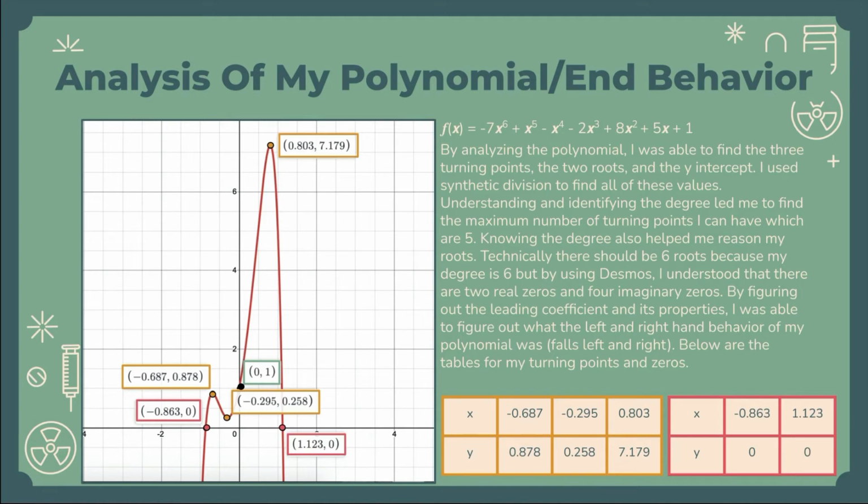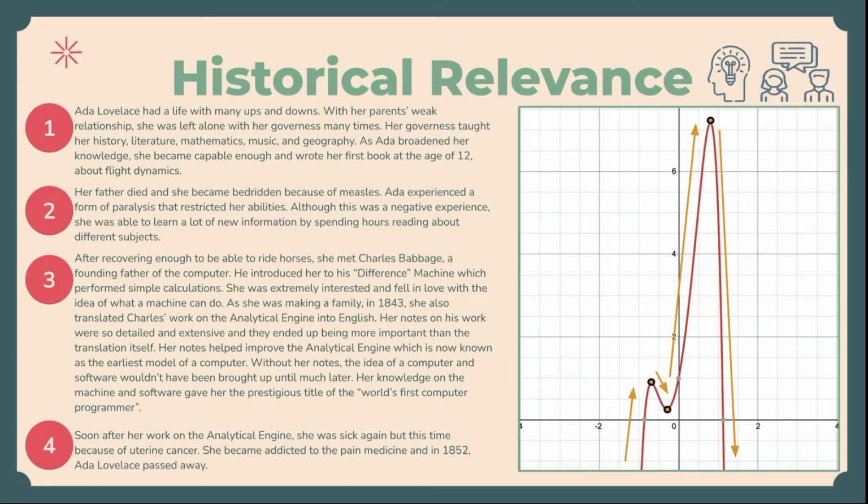Below are the tables for my turning points and zeros. The table on the left with the orange border shows my turning points, and the table on the right with the pink border shows my zeros. Ada Lovelace had a life with many ups and downs just like my graph.